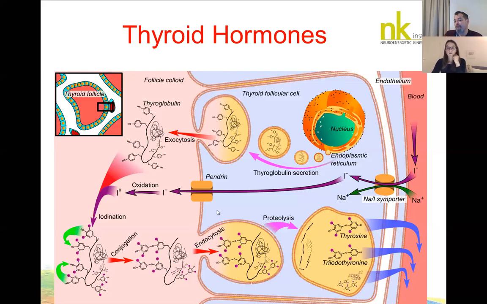So this is in the thyroid follicle. So what happens is you produce a protein called thyroglobulin. And it has heaps of tyrosine in it. You can see this is a tyrosine here with its little benzene ring. Also iodine is brought in here. Then we've got this iodination process.